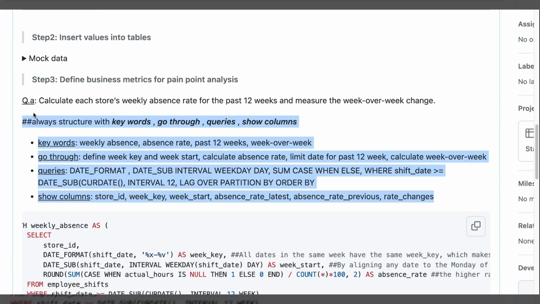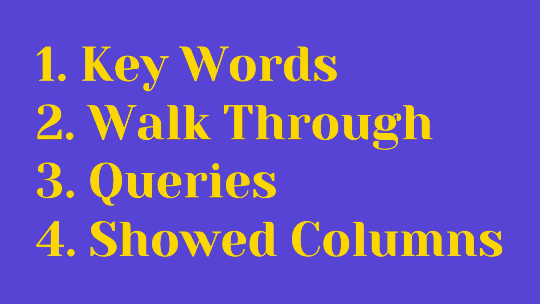Finally, show columns. I can already imagine which fields would present the analysis clearly, such as store ID, etc. So for every case and every SQL analysis, I'll always go through these 4 steps.